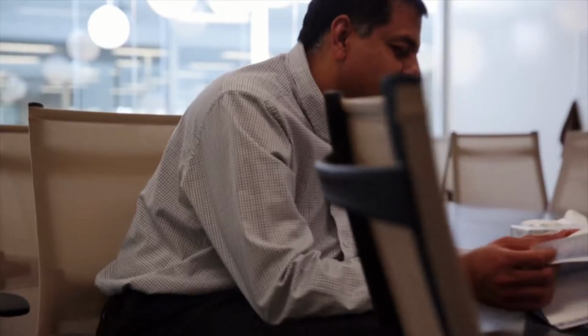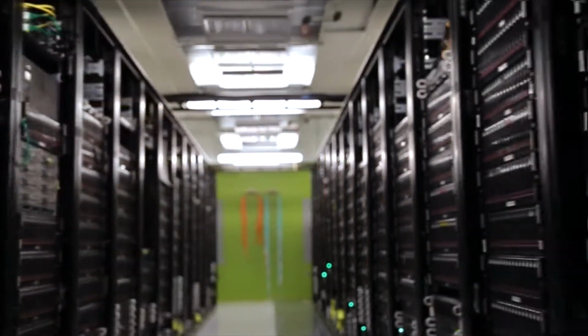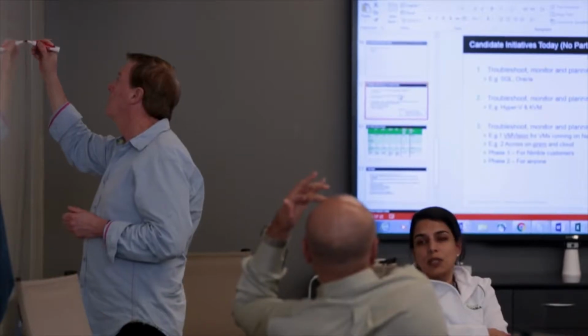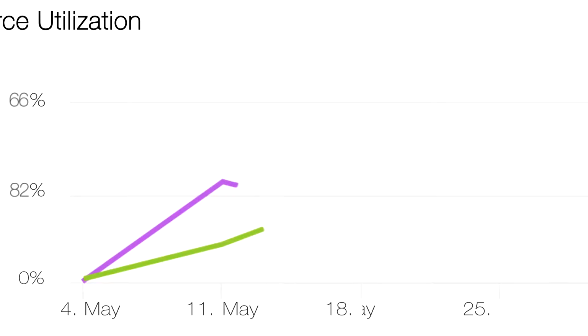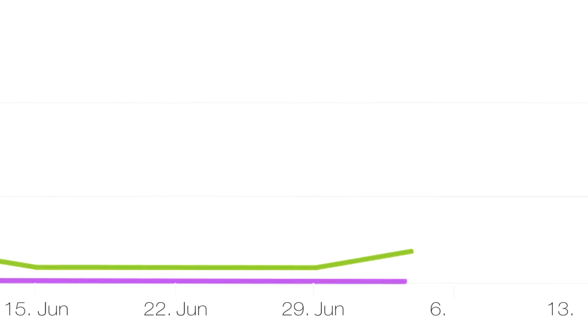So our goal at Nimble is to solve that problem by delivering data velocity. And what we mean by data velocity is nonstop availability and absolute performance.